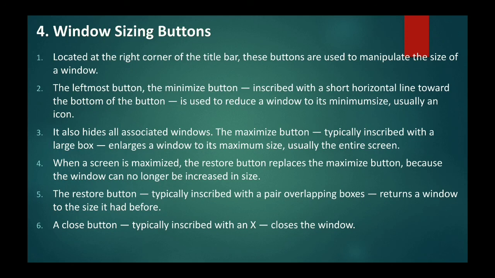So from that particular button we can maximize the screen to the size of the screen you are having. The third one, we can restore. When the screen is maximized, the restore button replaces the maximize button. Then we can use the restore button to come back to the previous size. And the last one is the cross, we can close the window using this button. So these are the window sizing buttons.